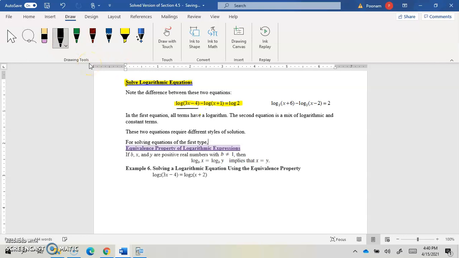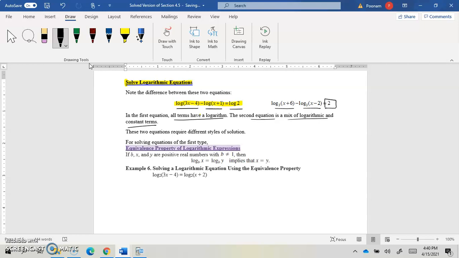This term is log, this term is log, and this term is log. And in this equation, these two terms are logs with base 3, but the right hand side is only 2. In the first equation, all terms have logarithms. In the second equation is a mix of logarithmic and constant terms. So these two equations require different styles of solving.